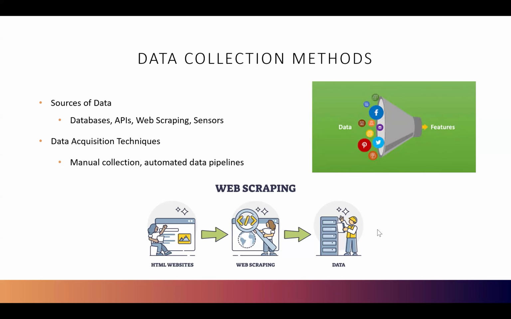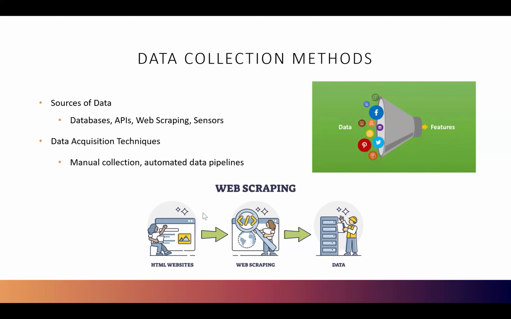And then what are the methods of data acquisition? There are manual collections, which are usually related to sensors, and then there are automated data pipelines, which can be web scraping and APIs. When it comes to databases, they can be considered both manual or automated, depending on how you're integrating them within your data pipeline.